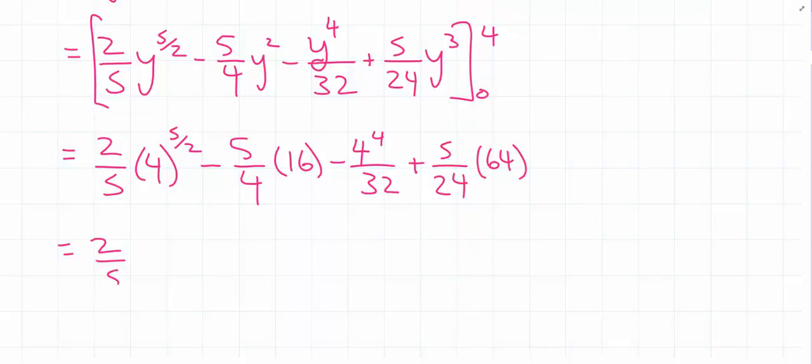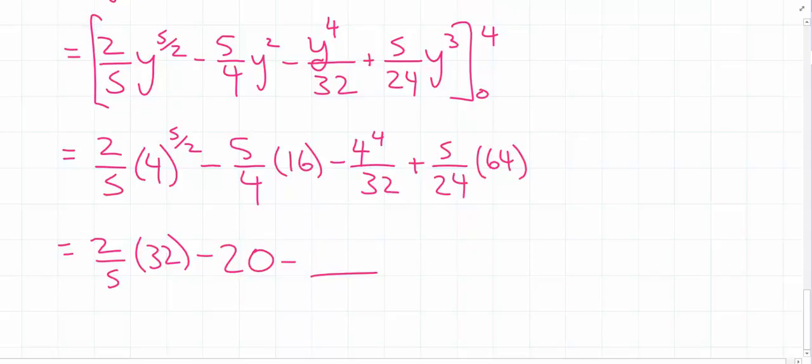We've got 2/5 times, okay, the square root of 4 is 2. 2 to the 5th is 32. Okay, so there's that. Now this is minus 20. Okay, because 16 divided by 4 is 4. 4 times 5 is 20. Yeah. And then what is this one right here? 256 over 32. Now, a 4 will divide out, though, right? Is it 8? So this whole thing is 8 right there? Okay, good, good.